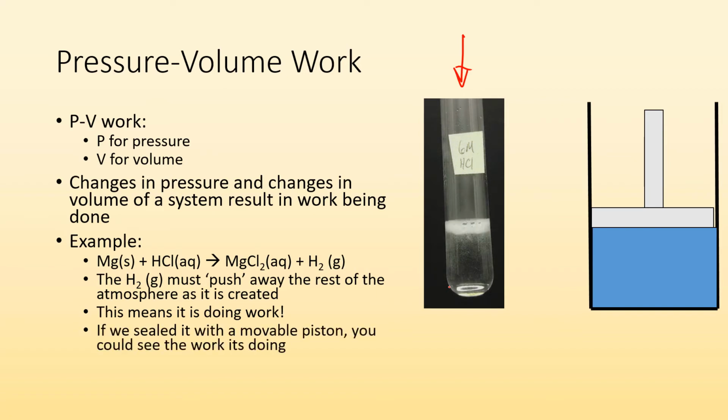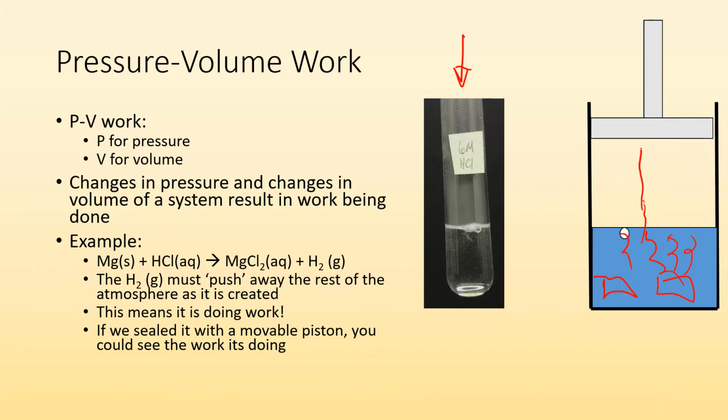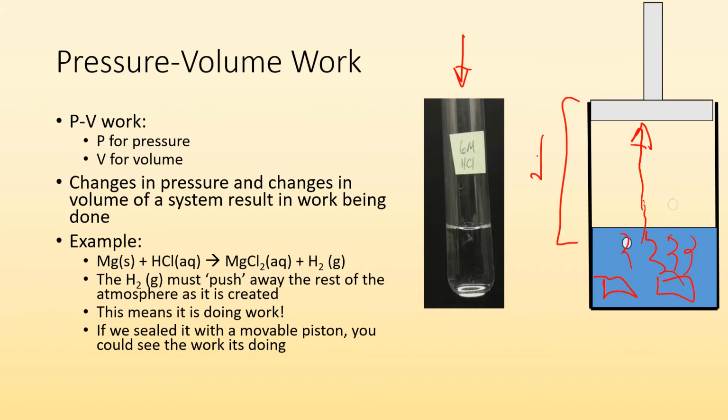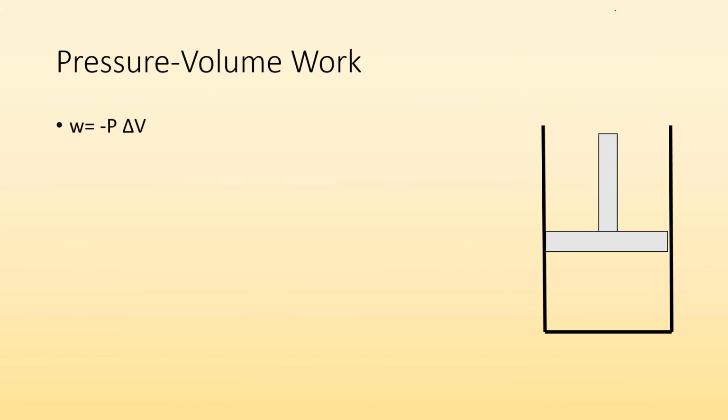So if we sealed it with a movable piston, you could see it doing work, right? We'd add the magnesium to it and we'd start forming bubbles, and those bubbles would push that piston up. And because we're forcing that, we have a force, we have a distance, we have work being done. All right? So that's pressure volume work. Mathematically represented as W, work, equals negative P times delta V.